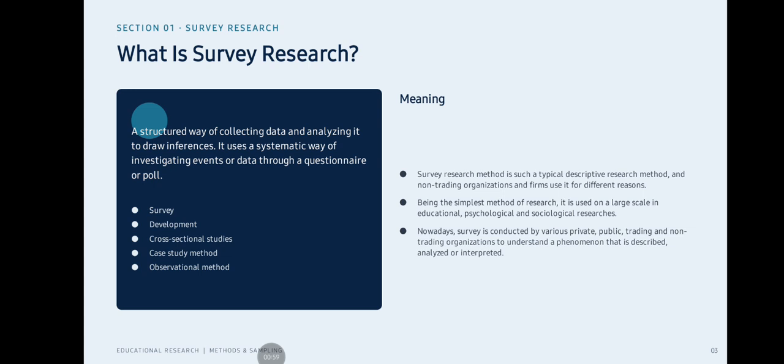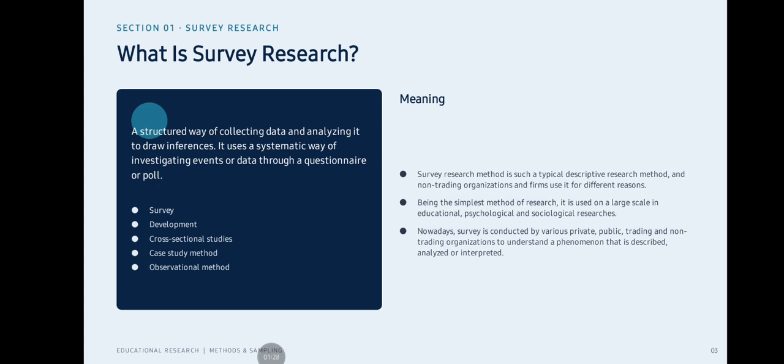So, what is survey research? A structured way of collecting data and analyzing it to draw inference. It uses a systematic way of investigating events or data through a questionnaire or poll. The types of survey research are survey, development, cross sectional studies, case study method, observational methods.